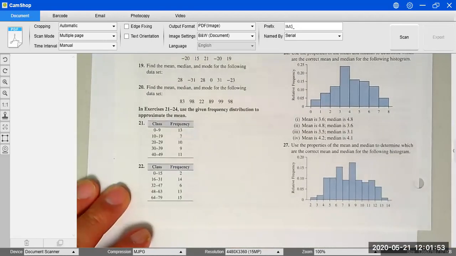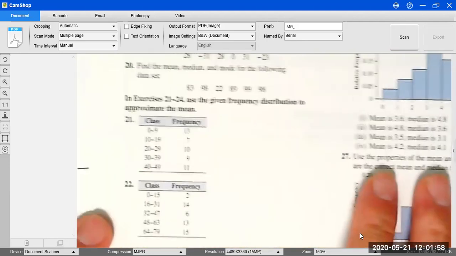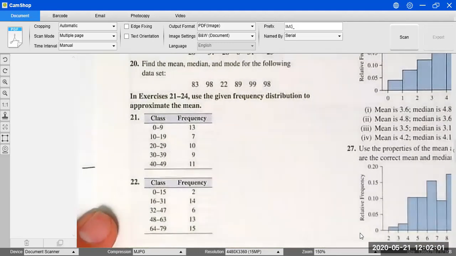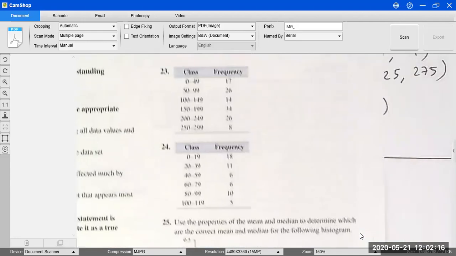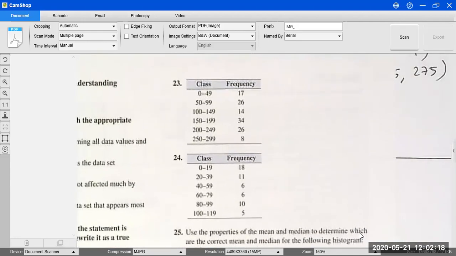So let's see, we have here those problems. 21, you have a frequency distribution there. You're gonna compute the mean in all those cases. So 21 and 22 are here now. So take a screenshot or pause the video and copy the frequency distributions. So you have these four frequency distributions. You have the other two here, 23 and 24. So solve these problems. Find the approximate mean for these 4 frequency distributions.